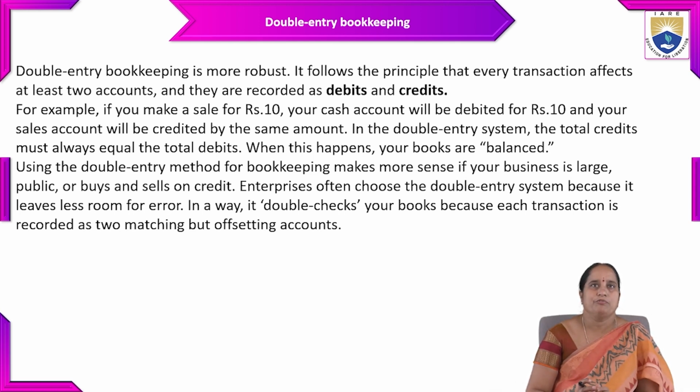For example, if you make a sale of 10 rupees, your cash account will be debited for 10 rupees and your sales account will be credited by the same amount. In the double entry system, the total credits must always equal the total debits. When this happens, your books are balanced.